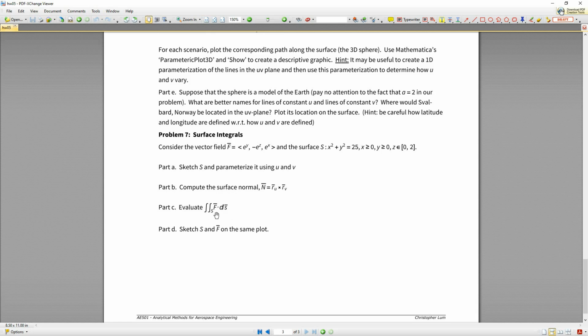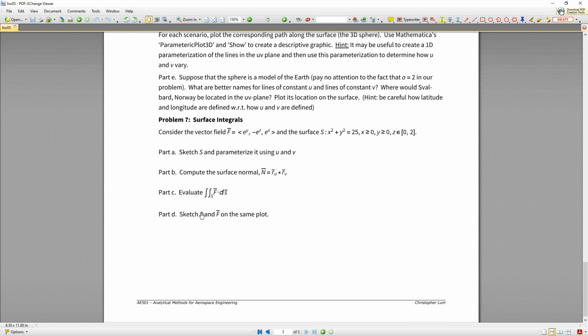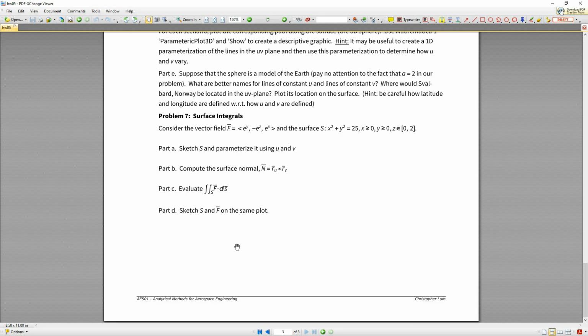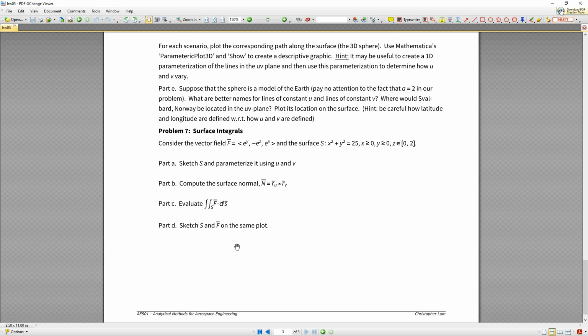And then with the surface normal in place, we can evaluate what's sometimes called a flux integral, but it's a surface integral effectively of this vector field across the surface S. And then to help visualize what's going on, go ahead and plot the surface and the vector field F on the same plot. Okay, so that's the homework.